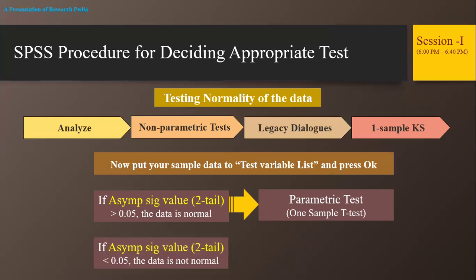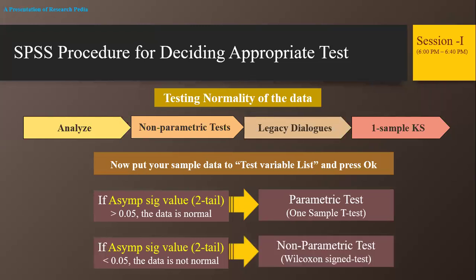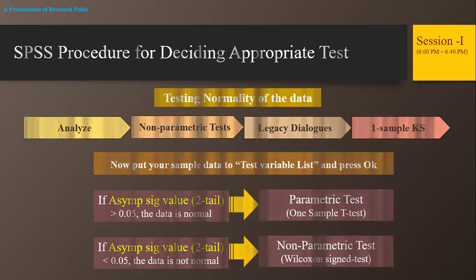And if the asymptotic sig value, two tail, is less than 0.05, we can consider the data is not normal. In that case, we will apply the non-parametric test, that is the Wilcoxon sign test. So I think this procedure is clear to you. We will use this procedure with our data, but let me exemplify the whole procedure.